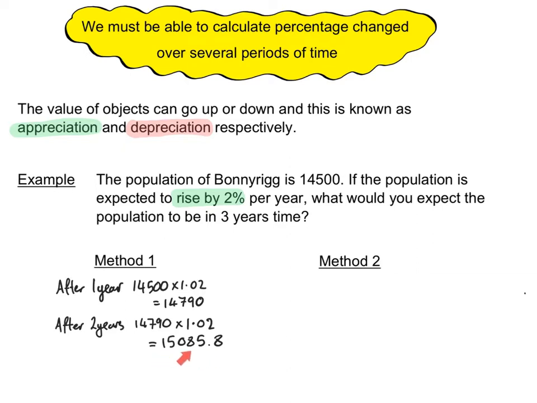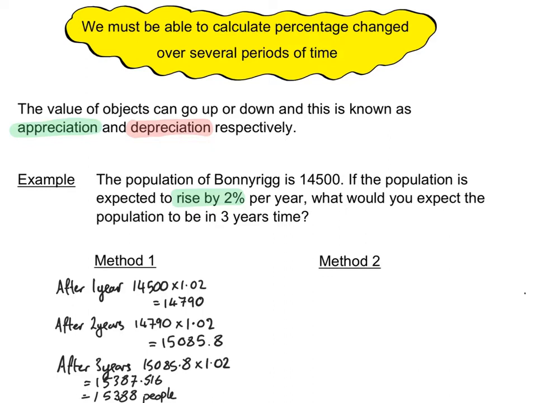So again, we're going to take this number and see what happens when I add 2% to this number again to get our third and last year here. So after 3 years, we're going to take our new amount of 15085.8 and again increase it by 2%, so multiply by 1.02, and that's going to give us 15387.516, which is 15388 people, if we round it to the nearest person. Now that method's quite long, and we're going to look at a much shorter method, method 2, and then we'll compare the two and see when we might use them.